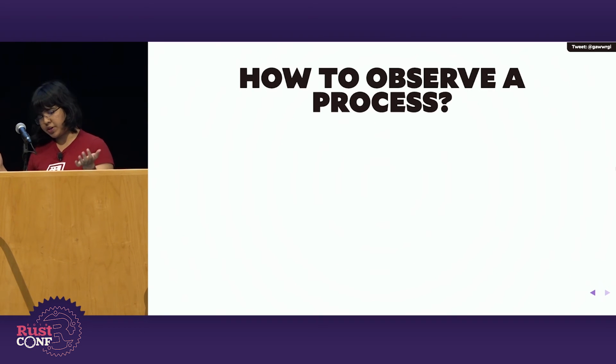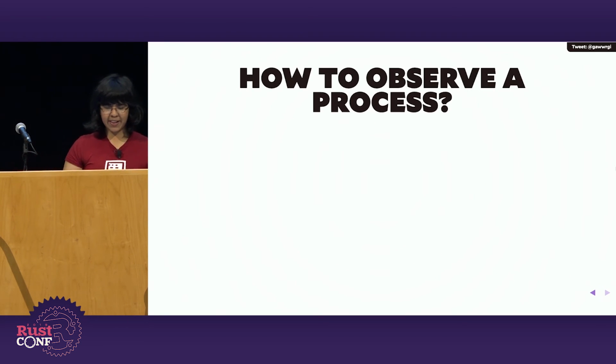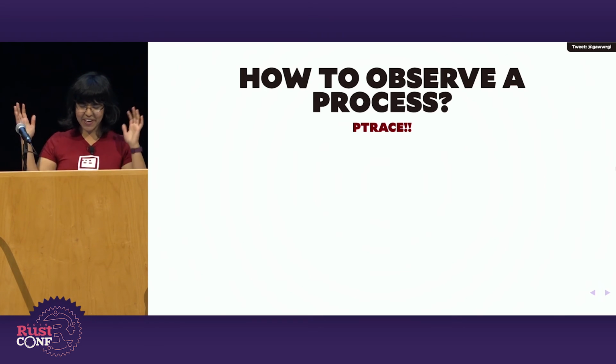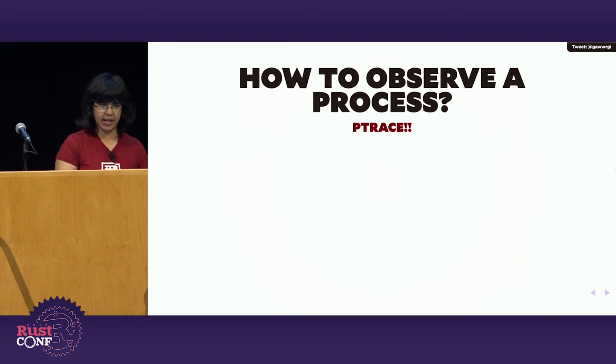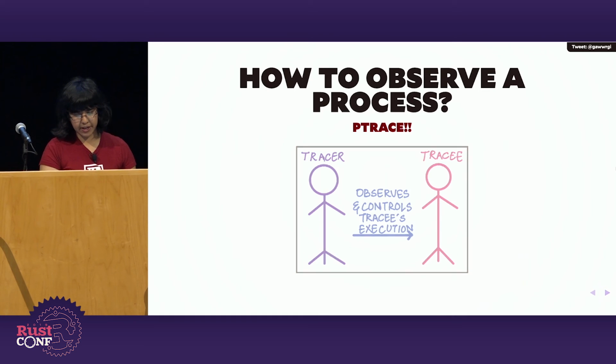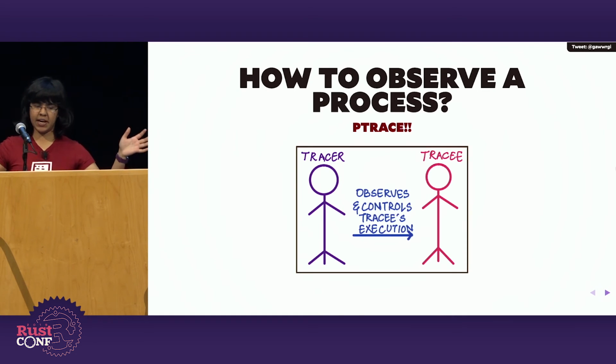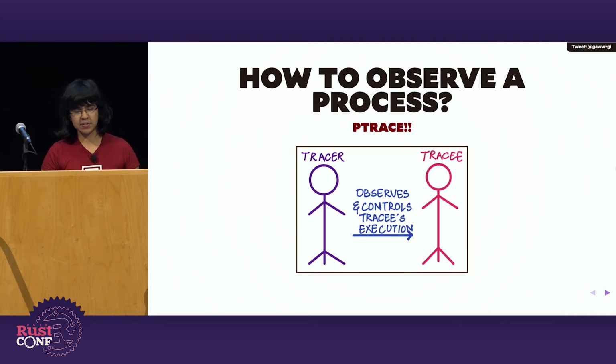So how do we observe another process? Well, system calls to the rescue again. PTrace. PTrace is not a POSIX system call, which means it has different behaviors on different operating systems. But for Linux, we have PTrace. So you have a tracer and a tracee. And what PTrace allows you to do is observe and control the execution of this other process, which is very shady, because you can go and change the registers of this other process and do malicious things.